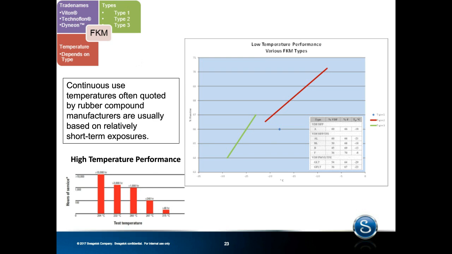So if you see a data sheet and then you compare it to a Swagelok product, and you see that the high temperature rating is lower for the Swagelok product than reported on the data sheet, it's because we want to give you as long a service life for the product as we can. That means that oftentimes we have to back off that high temperature value that you see on the data sheet.